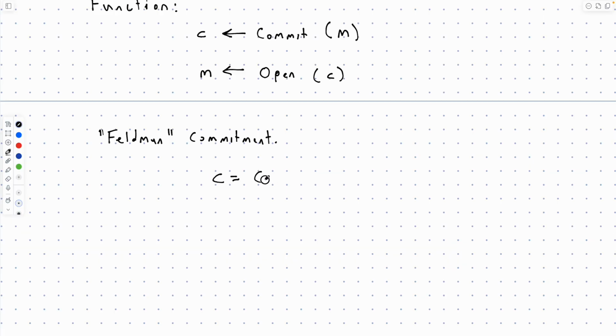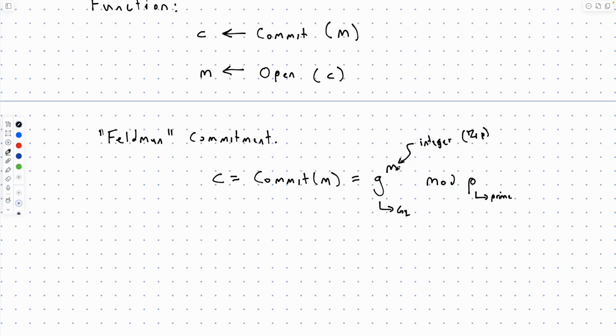All right, so C is commit of M. And so I'm going to define it as G to the power of the message mod P. Again, everything applies. G is from GQ, P is prime with Q as a divisor. M is a message. Here, to make this equation work, M needs to be an integer. Okay, specifically, it's going to be from ZQ, the integers from 0 to Q minus 1. If it's bigger than that, it's going to get modded down.